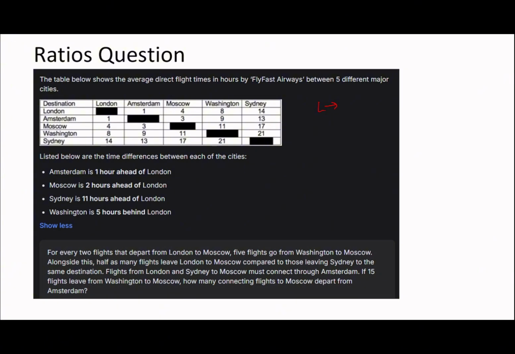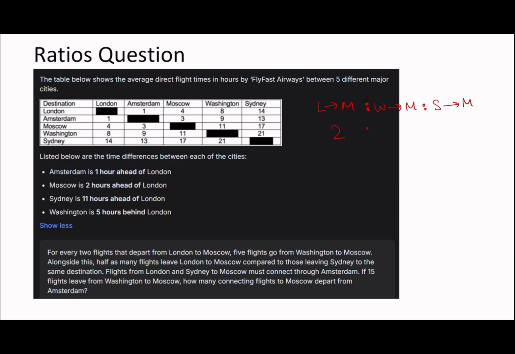How many... okay, so take it bit by bit. So London to Moscow. You can see we have to make ratios here. So London to Moscow, Washington to Moscow, and you've got Sydney to Moscow, I believe.